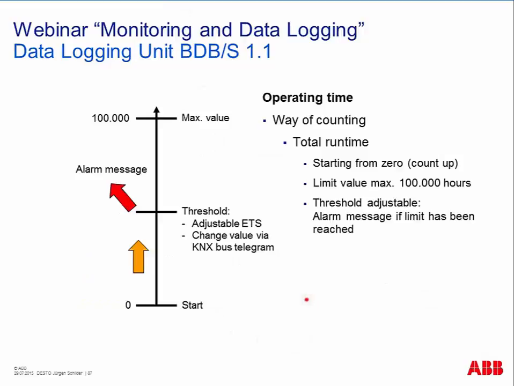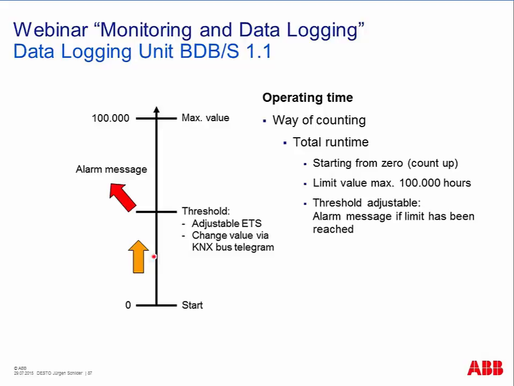So here's the overview. How does it work? When you use, for example, the parameter total runtime, then we start from 0. This is our start value, 0, and then the device is counting upwards. The maximum value is up to 100,000 operating hours, and via KNX, a 4-byte value, you can see at the moment how many operating hours the device has worked.